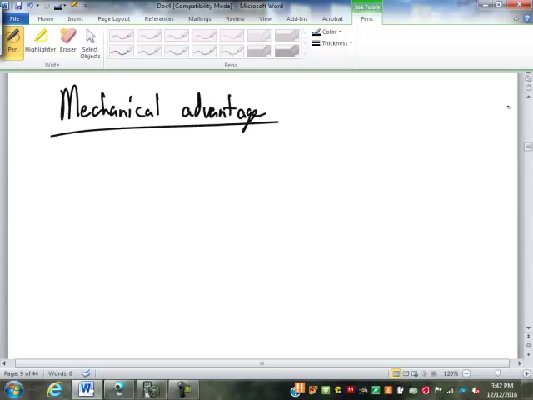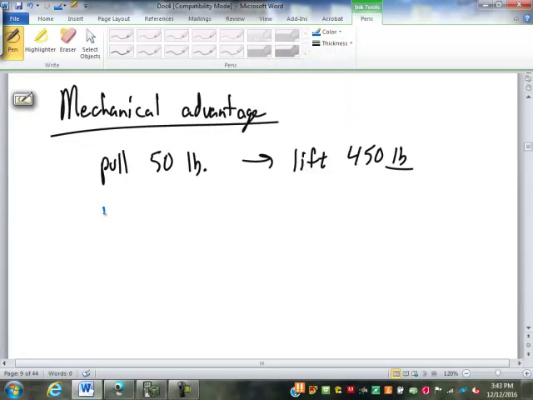Let's say for a block and tackle system you've got set up, if you pull with 50 pounds, it will lift 450 pounds. Want to know how much force is required to lift 800 pounds.